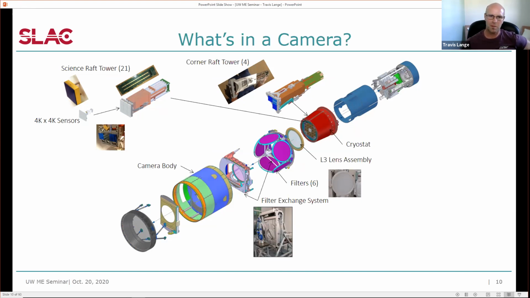Main camera body, just to keep everything housed and clean. In the front, we have this L1, L2 lens assembly. We have a large shutter, which I'll talk about a little bit later. And the back is that utility trunk, which I mentioned.